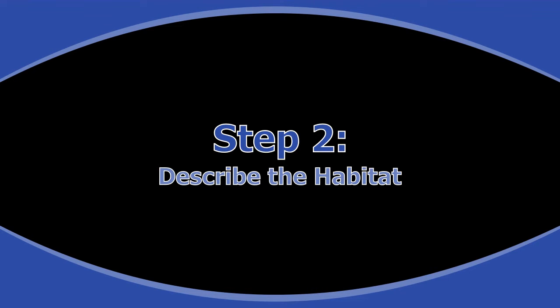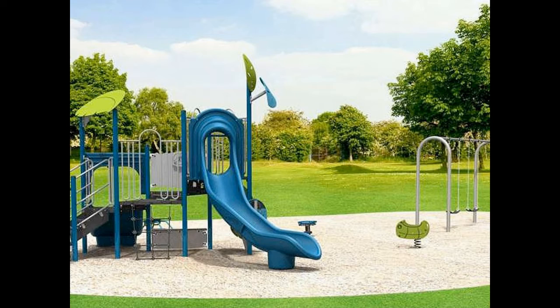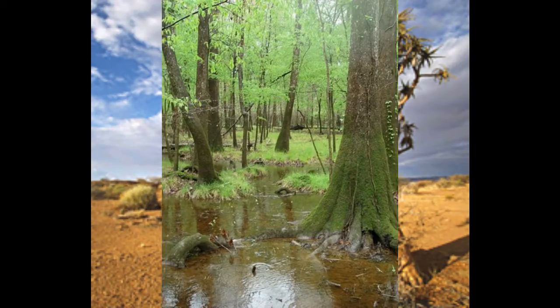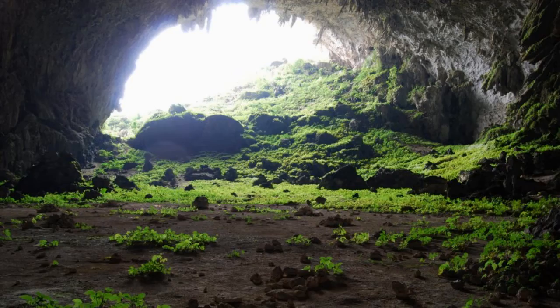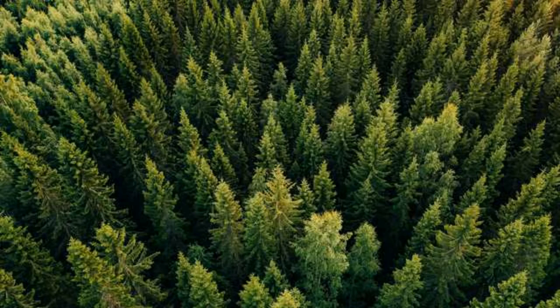Step 2, you're going to describe the characteristics of the habitat you chose. So you want to describe your backyard or the park or wherever you chose. So is it grassy? Is it rocky? Is it dry? Is it wet, sunny, shady? Are there a lot of people nearby? Are there a lot of trees?